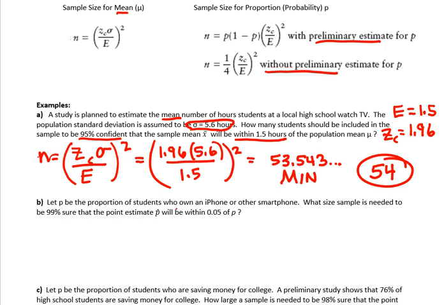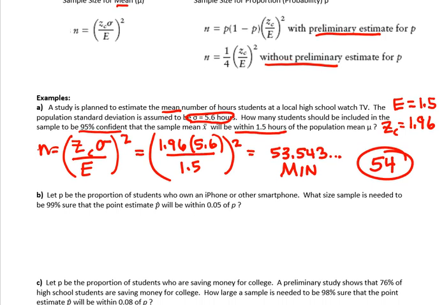Let P be the proportion of students who own an iPhone or other smartphone. What sample size is needed to be 99% sure that the point estimate P hat will be within 0.05 of P? Okay, there's our error, within 0.05. Sample size 99% sure. I need a z-score for 99%. If I look on my table, that one is 2.58.